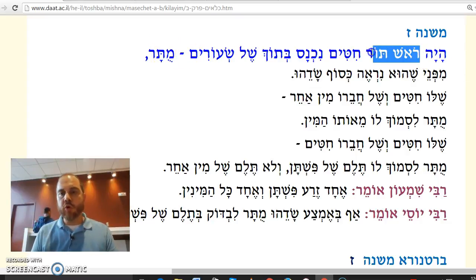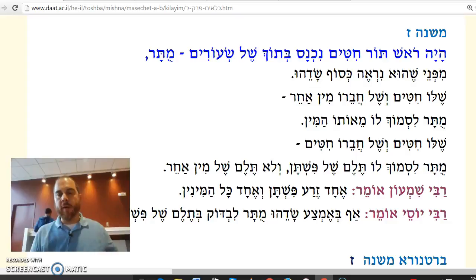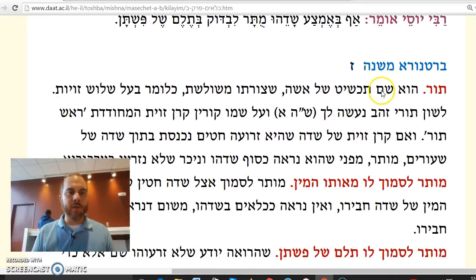Okay, this term, Rosh Tor, is a term that's the subject of a lot of debate. So the classic understanding, let's listen to the Bartanura first, and then we'll see that Felix brings a bunch of different explanations. Tor, he says, is the name of an adornment worn by women, whose shape was a triangle, that is, with three corners.